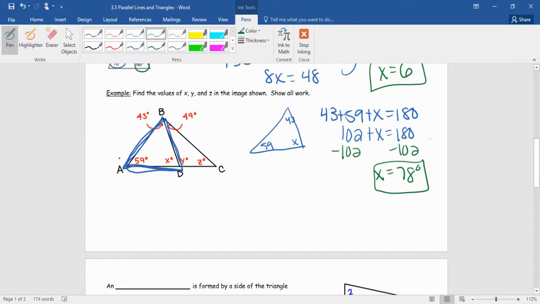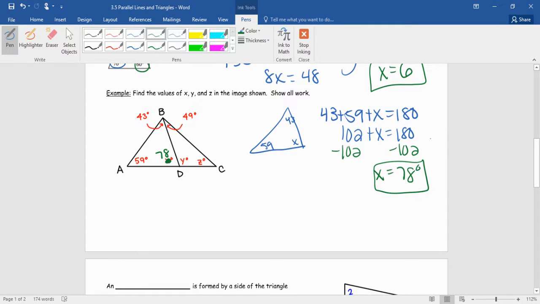Okay, so I looked at just this left triangle. That's it, the left triangle. And then I said, okay, the 43, the 59, and the x have to make 180 because it's a triangle. And then I did some subtraction. So that's how we found x. Now that we know x is 78, in my picture, I'm going to label it. I'm going to cross out that x right there, and I'm going to put 78.